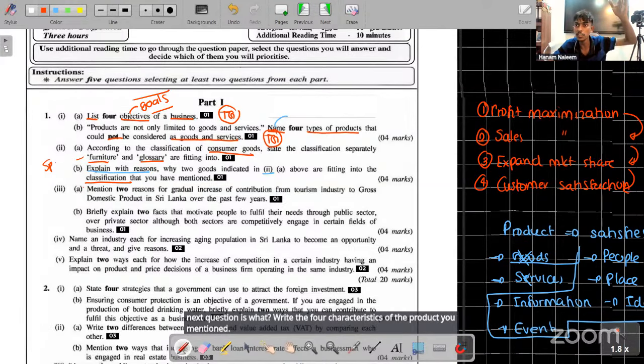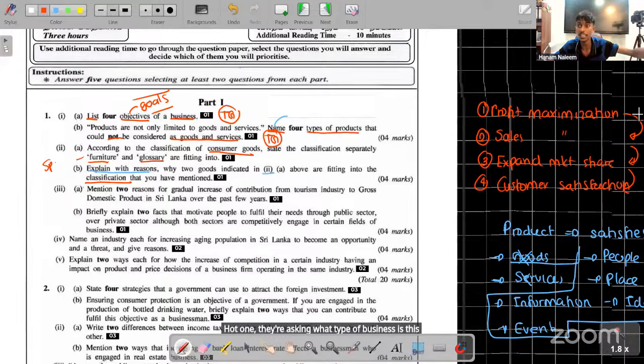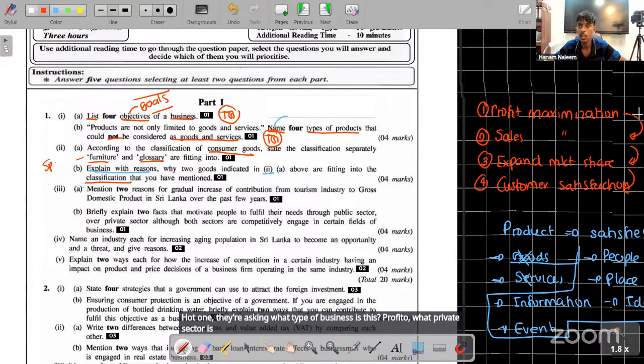You will write the characteristics of good, but the answer is service. Fourth one, they're asking what type of business is this? Profit or what, private sector and public sector. So remember, only if you know the answers perfectly, do this question. If you don't know, please don't take the risk because it will have a chain effect. All the answers will go wrong. Okay, fine. Now you have to prove.